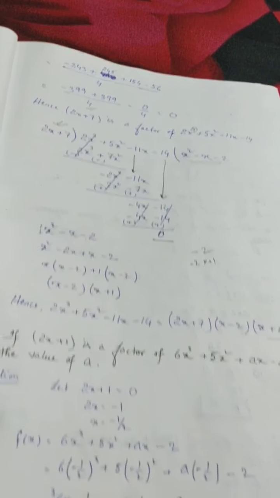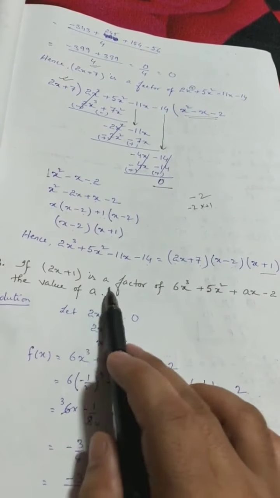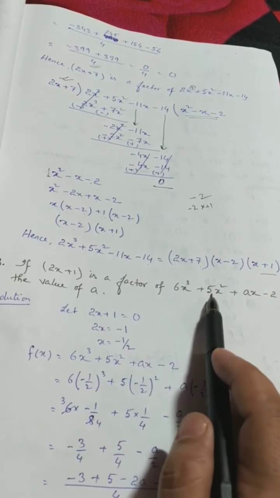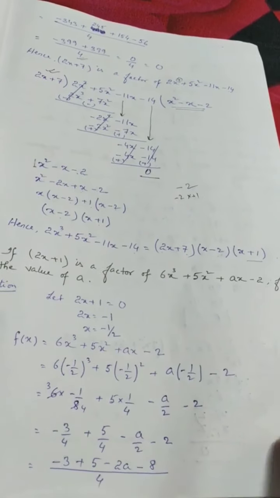I hope it's clear. Next sum is: if 2x plus 1 is a factor of 6x cube plus 5x square plus ax minus 2, find the value of a.